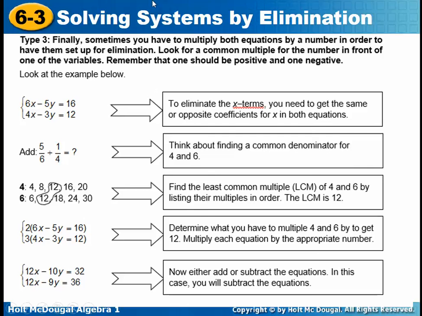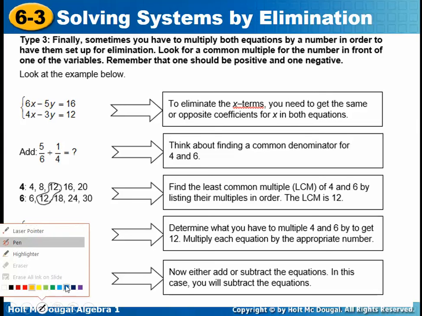All right, finally, sometimes there's no way to multiply one equation by a number to make it have opposite terms with the other equation. So then you have to multiply both equations by numbers. Now it does not have to be the same number. It won't be the same number. So here's an example. 6x minus 5y equals 16 and 4x minus 3y equals 12. I can't multiply 6 by any integer to get 4. I can't multiply 4 by something to get 6. There's nothing I can multiply 5 by to get 3, and nothing I can multiply 3 by to get 5.